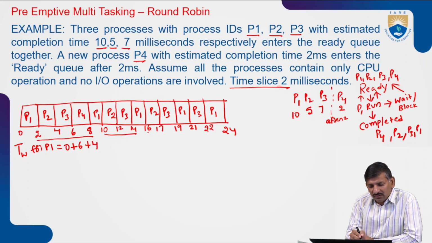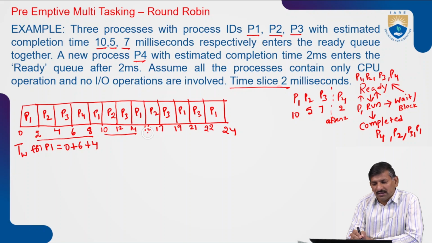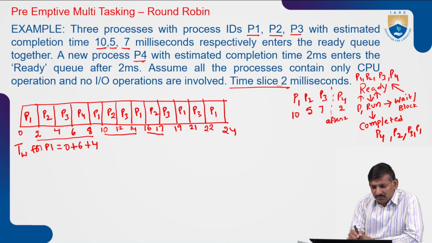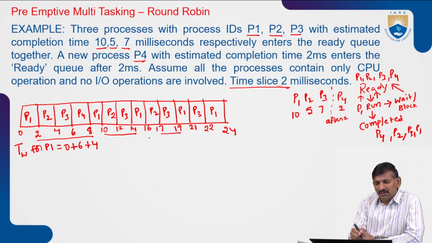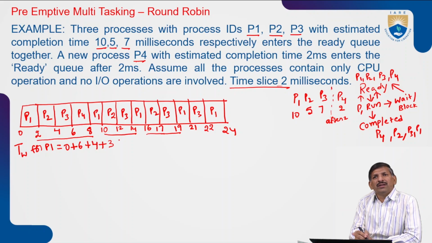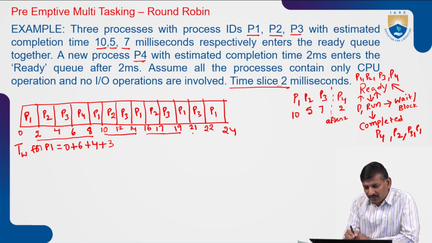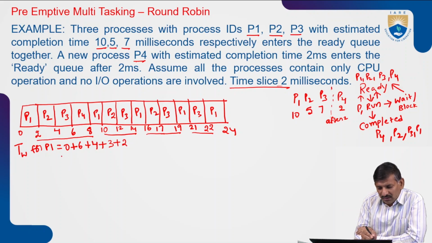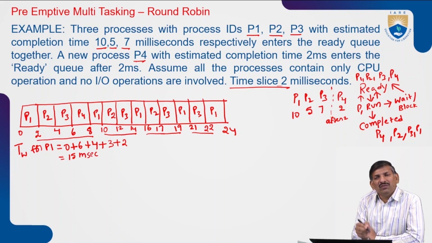Again, at the 16th millisecond, it enters the ready state and it is waiting up to the 19th millisecond in the ready state. How much time? 3 milliseconds is waiting in the ready state. Again, here 2 milliseconds. Totally, it is 15 milliseconds waiting in the ready state for this requirement.